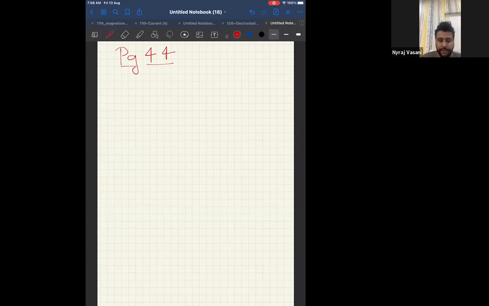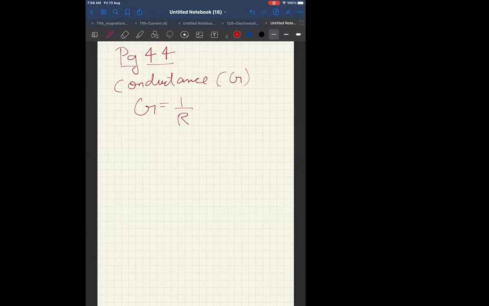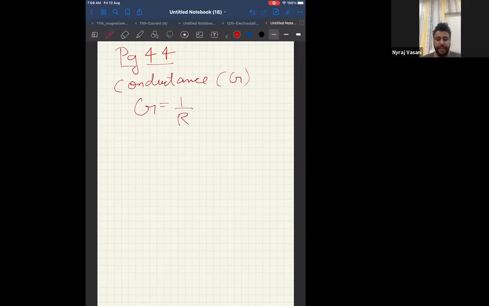In that, there is something called conductance. We have studied this in 11th standard also. What is conductance? Conductance is the reciprocal of resistance. Check. Conductance is the reciprocal of resistance. Can you see that? So make a note. First thing, what is conductance? Conductance is the reciprocal of resistance. Make a note of this first.